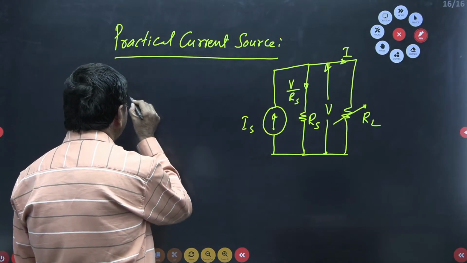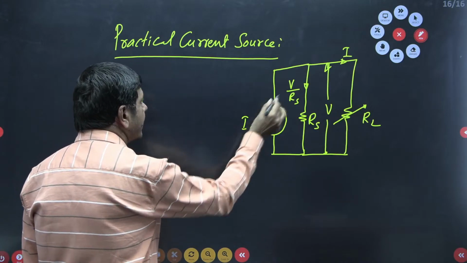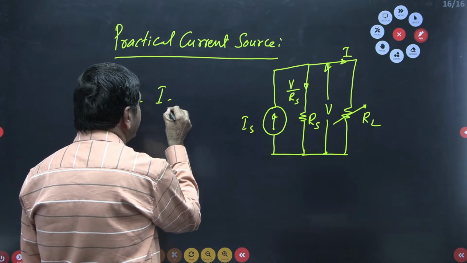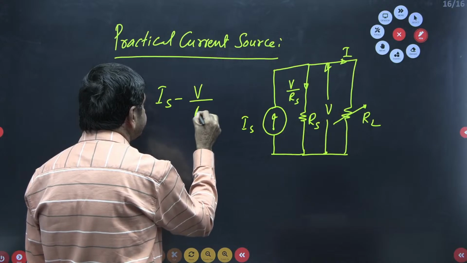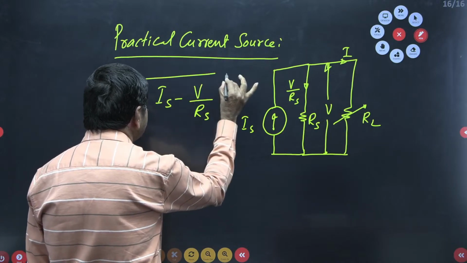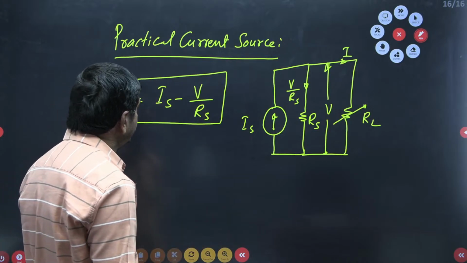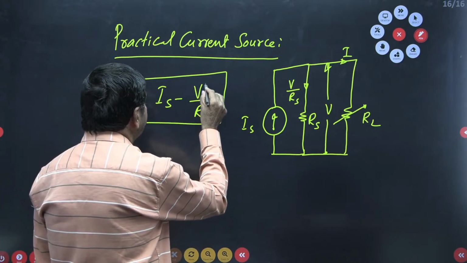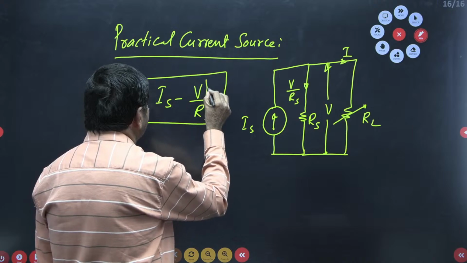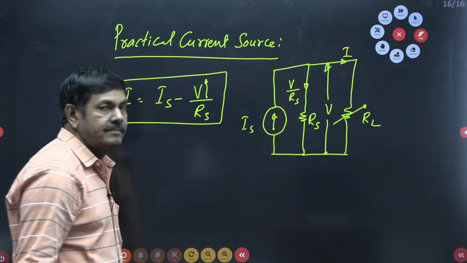The current I can be calculated by I = IS minus V by RS. This is the way we can determine the current I. If the voltage is increased more, the difference will be decreased.